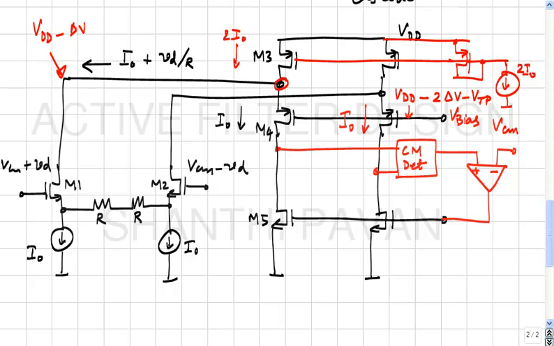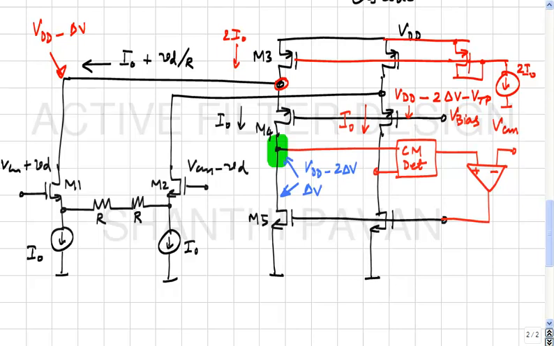the highest voltage that this node can go to before M4 gets into the triode region is V bias plus VTP, which is the same as VDD minus 2 delta V. And what is the lowest this voltage can go to? The lowest it can go to is delta V, okay.